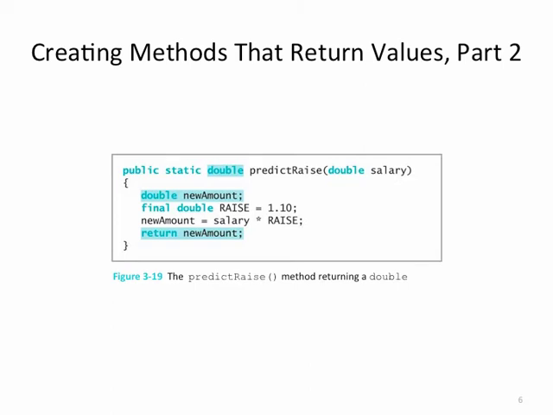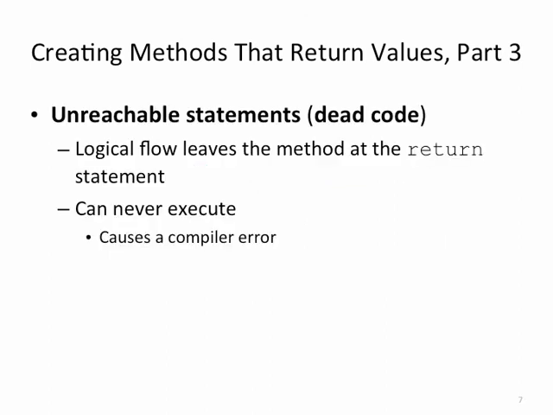Here's an example of a method that returns a double. Predict raise. So with predict raise, we pass it a double salary. We declare a local variable called new amount. We declare a constant called raise, and we do a calculation where we figure out what the new amount is. And then look at that. The very last line says return new amount. So whatever value is stored in new amount will be returned to the location where this method was called.